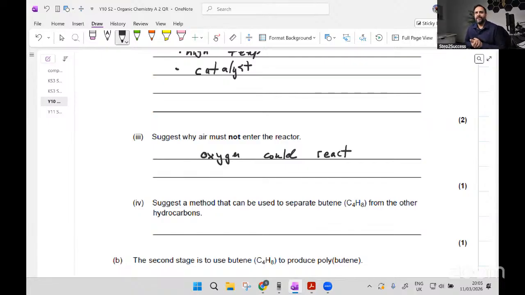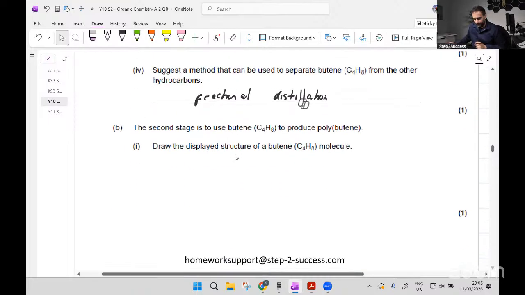Suggest a method that can be used to separate butene from the other hydrocarbons. The way we separate all of these hydrocarbons is by using something called fractional distillation. That's that whole column thing that I just explained. It works because different length hydrocarbons have got different boiling points. Yes, oxygen would react, would be fine. Correct.